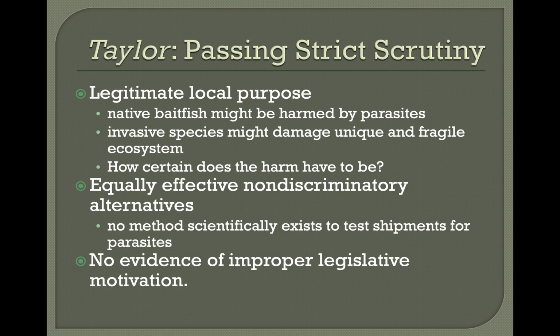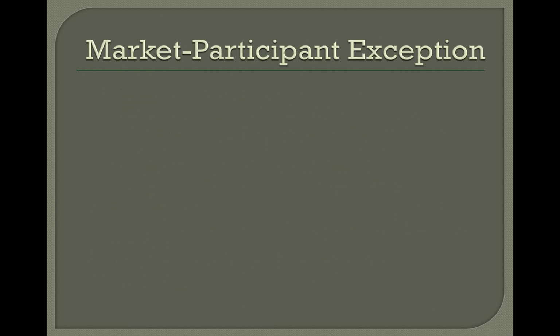All right, so that is the one case that the court has found passes strict scrutiny. Let's look at the second exception to the Dormant Commerce Clause, and it's this so-called market participant exception. So this one takes a bit more explanation than the congressional authorization exception.